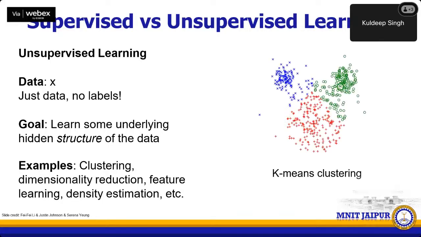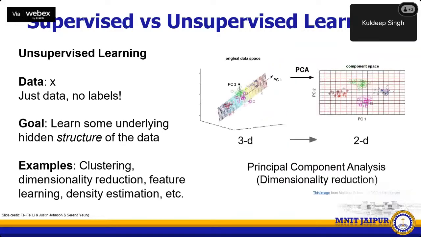Now, coming to other examples, like this was one of the examples of unsupervised machine learning, clustering. You can see these data points are clustered together based on similarity somewhere in the underlying structure. Now, another example of this unsupervised learning could be dimensionality reduction. In this example, you can see here, we are converting three-dimensional data to two-dimensional data.